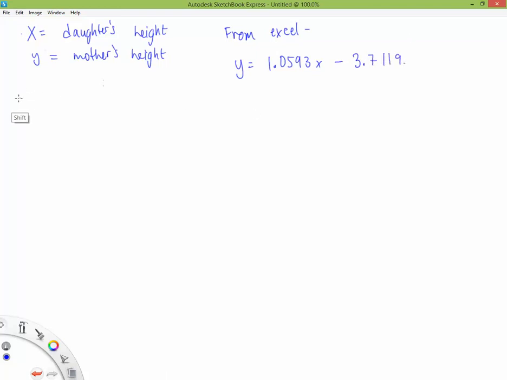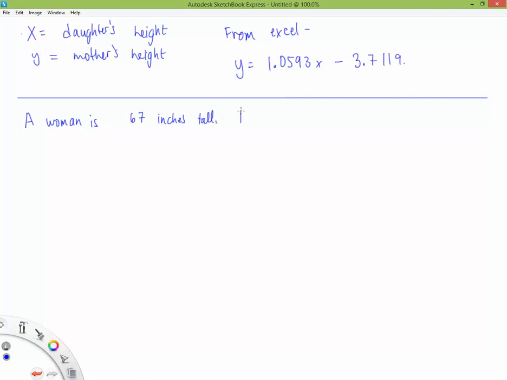Okay, so I'm going to say a woman is 67 inches tall. Her mother is 65.5 inches tall. Okay, what is the residual for this mother-daughter pair?